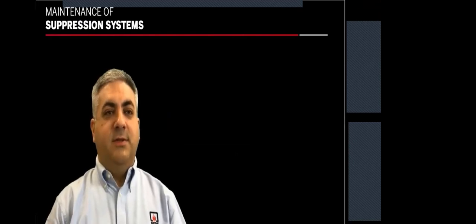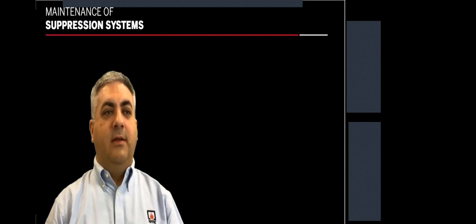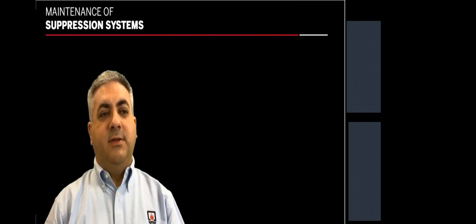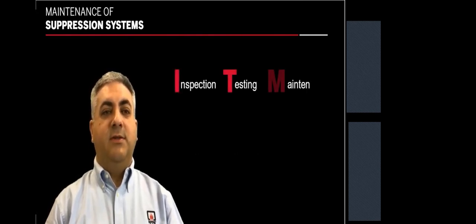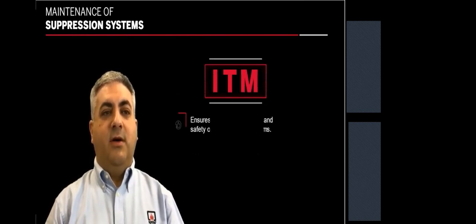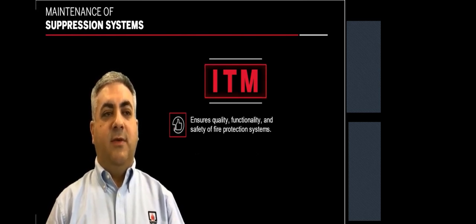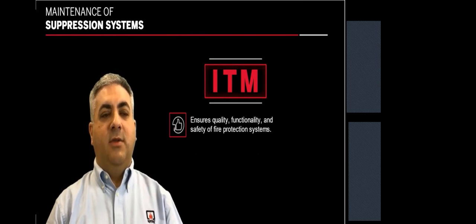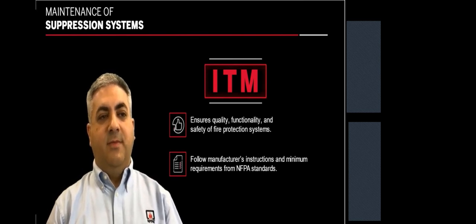Fire protection systems discussed in this module are only useful if they operate when needed. Along with the design and layout methods, equipment and material selection and installation practices, a program of inspection, testing, and maintenance, usually abbreviated as ITM, is an important aspect of ensuring the quality, functionality, and safety of fire protection systems. Procedures for ITM should always be conducted in accordance with the manufacturer's published instructions, but there are also minimum requirements from relevant NFPA standards for each type of system.